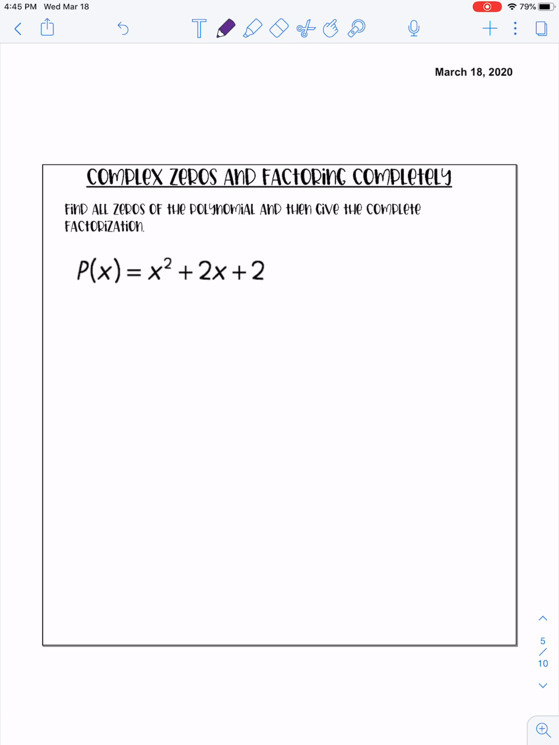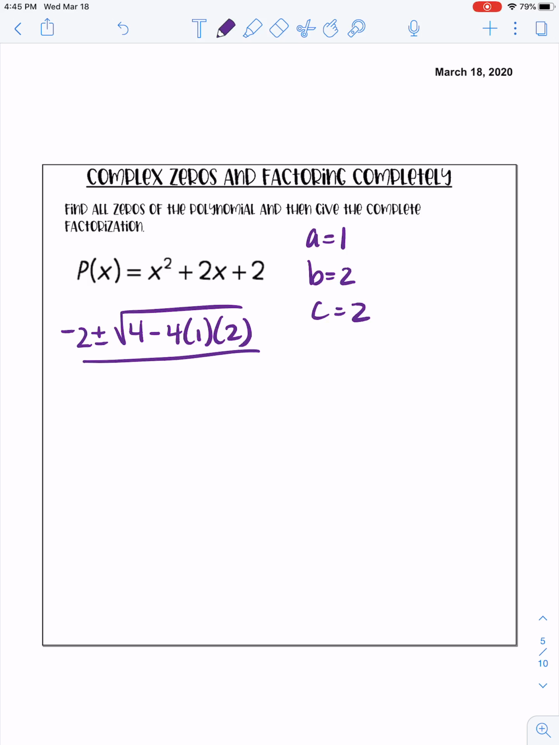Here, this is not as easily solvable, so we're going to have to use the quadratic formula. Again, a is 1, b is 2, and c is 2. So I'm going to have negative 2 plus or minus the square root of 4 minus 4 times 1 times 2, all over 2. So then that's going to give me negative 2 plus or minus square root of 4 minus 8 over 2.